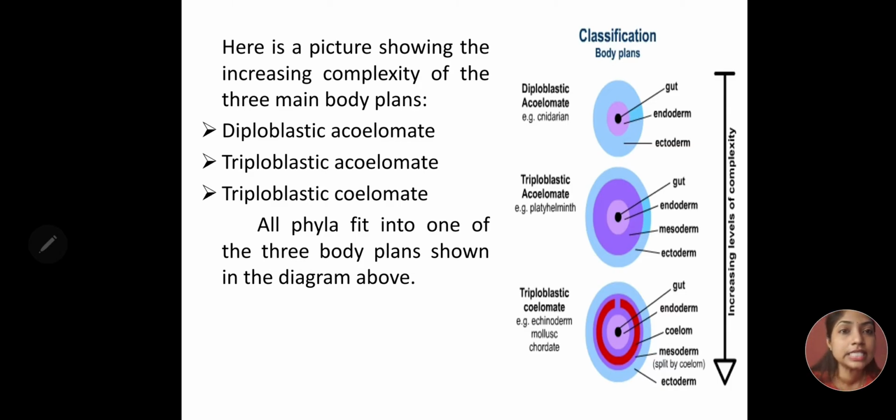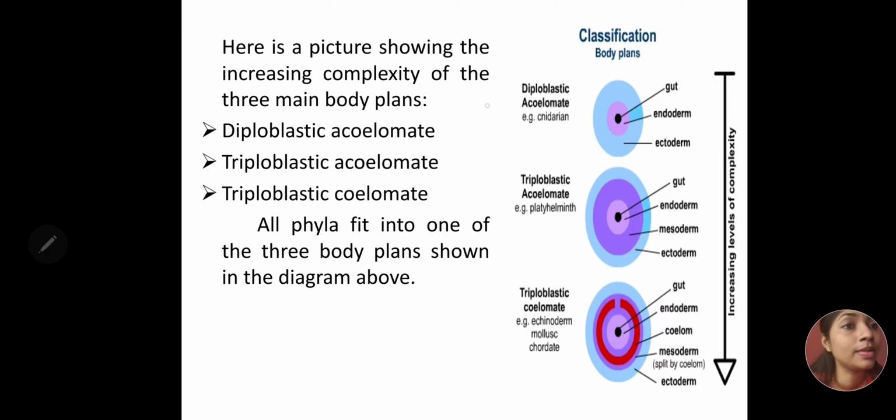Whereas Aschelminthes is a triploblast essentially, but a pseudocoelomate, which is not a very major body plan, so it can be kept aside. All the phyla fit into one or the other body plan given in this picture. So we have the increasing complexity going in this direction. That is, the first one is diploblastic acoelomate, further triploblastic acoelomate, and then triploblastic coelomate.